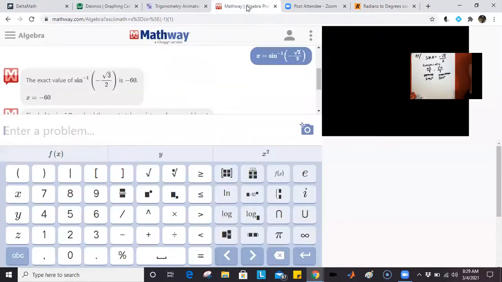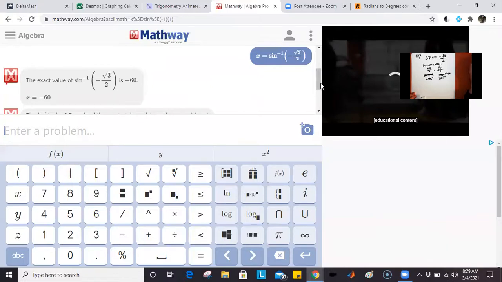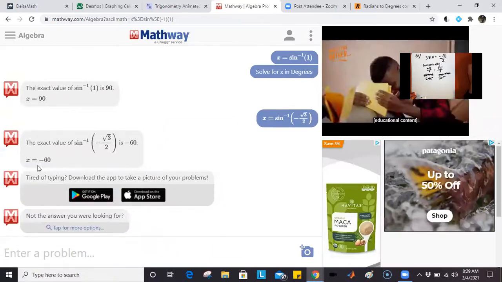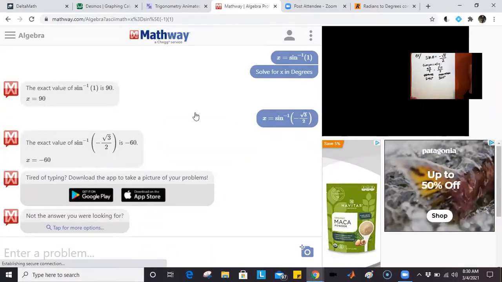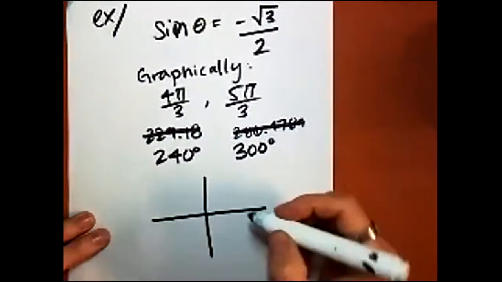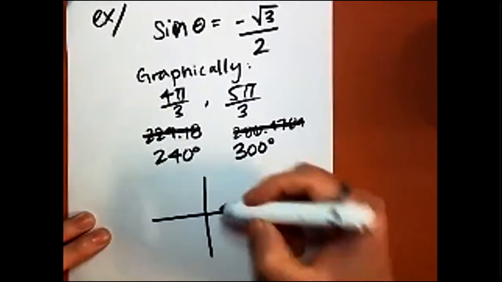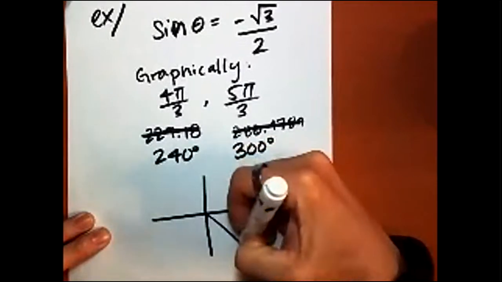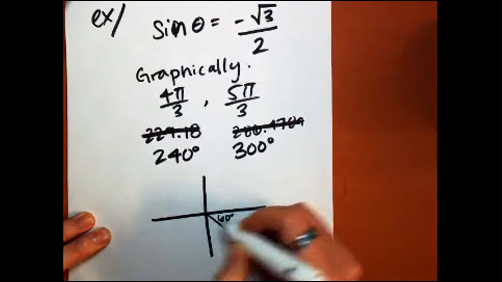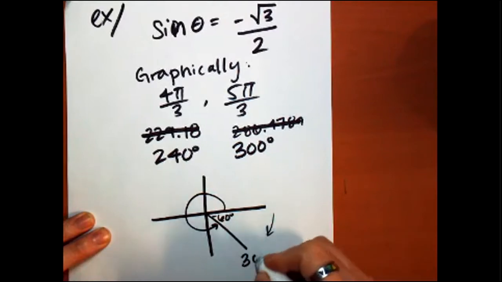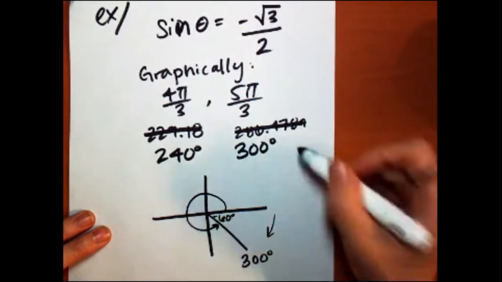Excellent. So when we plug this into the Mathway, it tells us that our exact value is x equals negative 60 degrees. Why does that make sense? So if we go back in here, Mathway tells us it's negative 60 degrees. Negative 60 means we're going in the clockwise direction. So negative 60 degrees here, negative 60 degrees. So well, that is going in the counterclockwise direction, 300 degrees. Great, we got that guy.